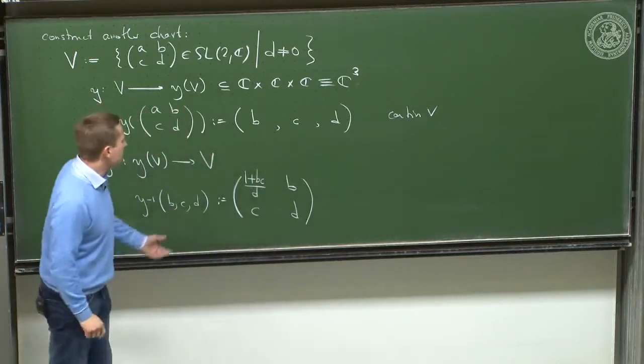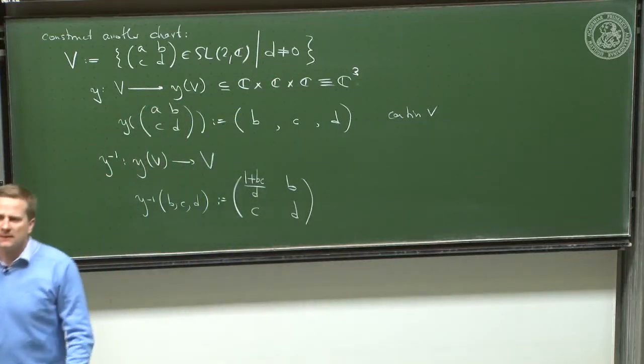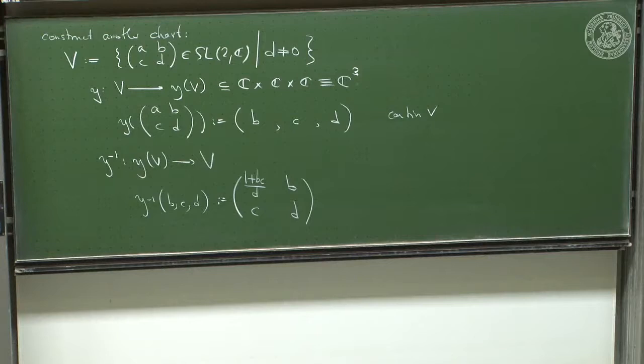Okay, so the B by D worries us, but we excluded it. One question: why are you choosing the D this time? Because this doesn't give you a cover, so you can easily have a matrix with A and D being equal to 0 and still a part of SL2, C. That's right. I didn't say it's the only other chart.